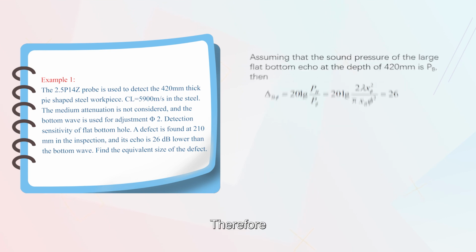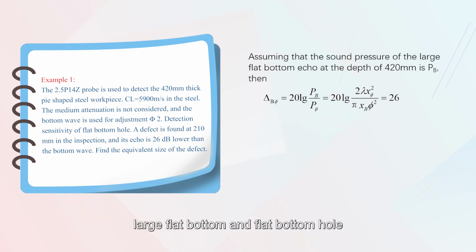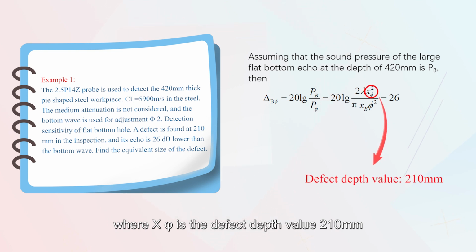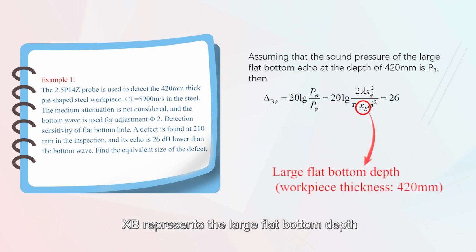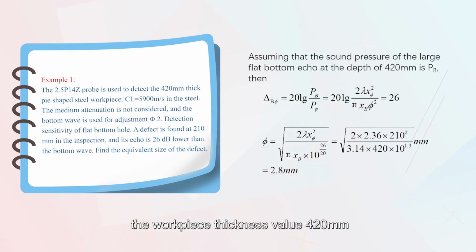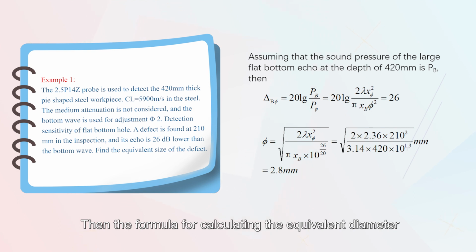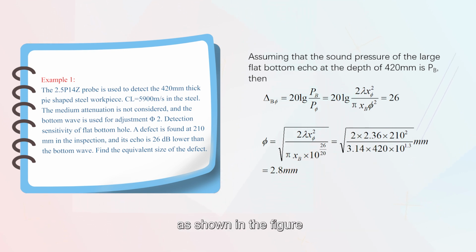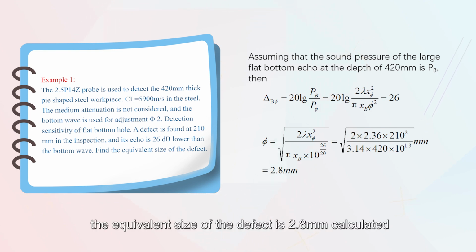indicating that the defect is outside of 3N and the equivalent calculation method can be applied. Therefore, from the echo sound pressure formulas of the large flat bottom and the flat bottom hole, the echo sound pressure difference formula at their depths is derived, as shown in the figure, where x phi is the defect depth, value 210 mm, and xB represents the large flat bottom depth, that is the workpiece thickness, value 420 mm. Then the formula for calculating the equivalent diameter of the defect is derived from the echo sound pressure difference formula, as shown in the figure. At last, the equivalent size of the defect is 2.8 mm, calculated by the calculator.